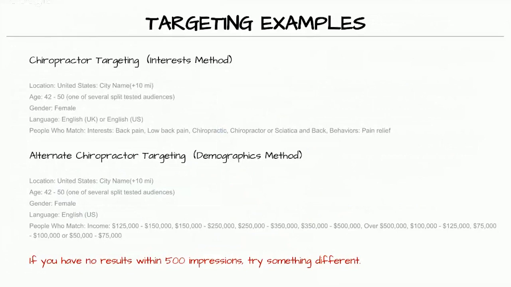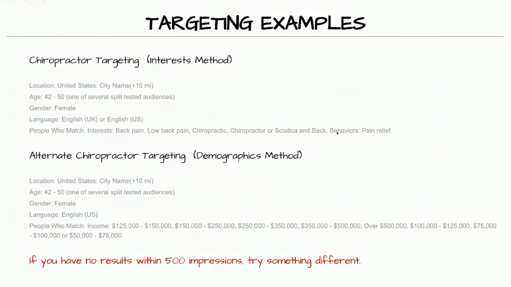Okay, let's take a look at some more targeting examples. Chiropractic targeting using the interest method. So location, United States, you have your city name plus say 10 miles. All right. Ages 42 to 50. Now you're going to do several split tests of these demographics because I like to split test demographics. I'm going to show you how to do that in the following lessons. Let's say gender, female, language, English. So maybe you don't want to deal with Spanish speaking people because your ad is in English, whatever. People who match. Interests: back pain, low back pain, chiropractor, sciatica, back pain. Behaviors: pain relief.